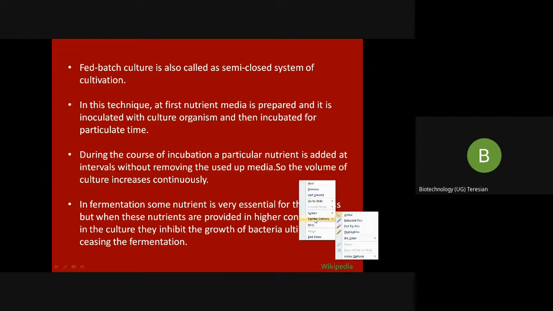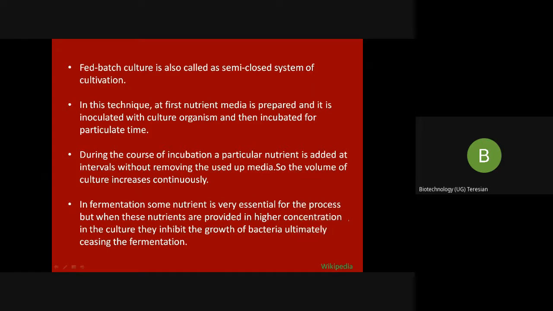So what happens? If this is your fermenter and this is your microorganism and nutrient, and you're adding your nutrients again at a particular interval of time, what happens? The volume increases. First the volume was here and now the volume is here. Why does this happen? Because you're just adding your nutrients, but you're not removing anything which is present in the fed batch.